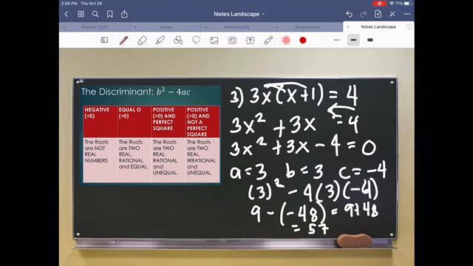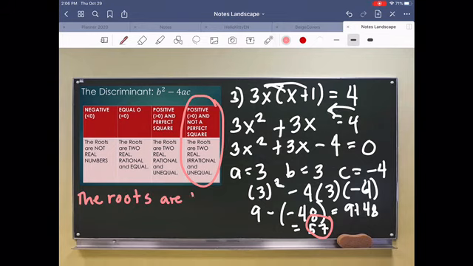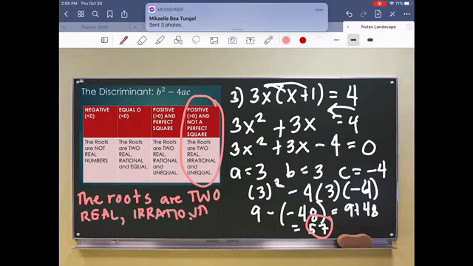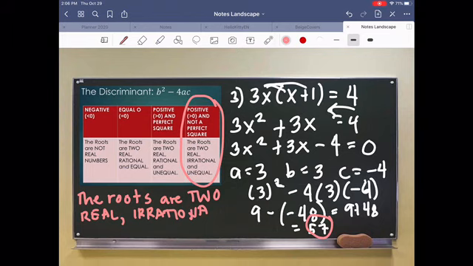Now, 57 is positive, but it is not a perfect square. Okay. So, the roots are 2 real, irrational, and unequal. So, that is how you solve the discriminant and find the nature of roots.